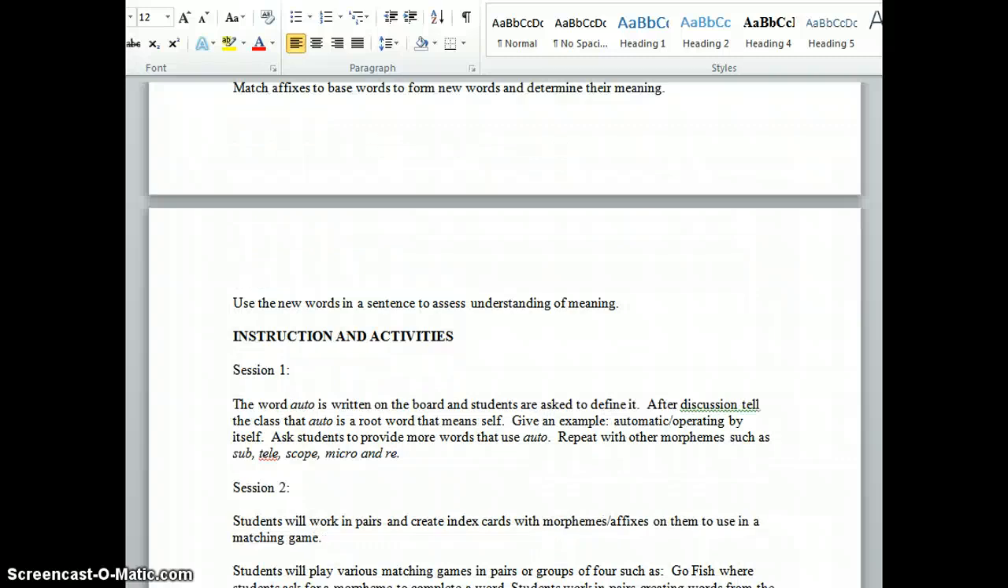The instructional plan will be split up into 3 sessions. Initially, students will be presented with various morphemes. One example would be the word auto, where it will be written on the board. Students are asked to define it. After discussion, students will be asked to provide more words using the morpheme auto. And such activities will be repeated with other words such as sub, tele, scope, micro, and re, and so forth.